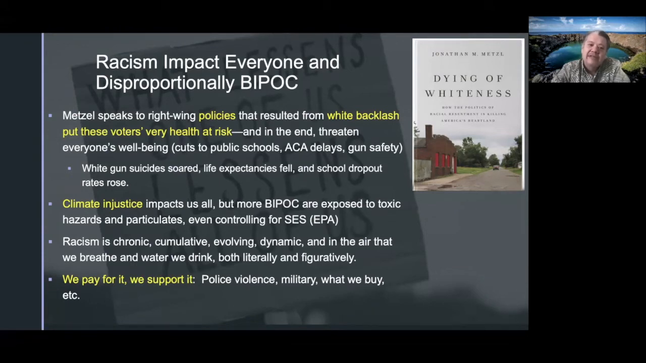Where white gun suicides have soared in these years. Life expectancies of white communities have begun to fall. And school dropout rates actually have increased in this time for white communities. So we really need to think about these policies not just as policies that impact communities of color, but they impact all of us. Just as we talk about climate justice here, climate justice impacts all of us. The life of our land is tied to the life of our people. If our land is dying, our human race will die.